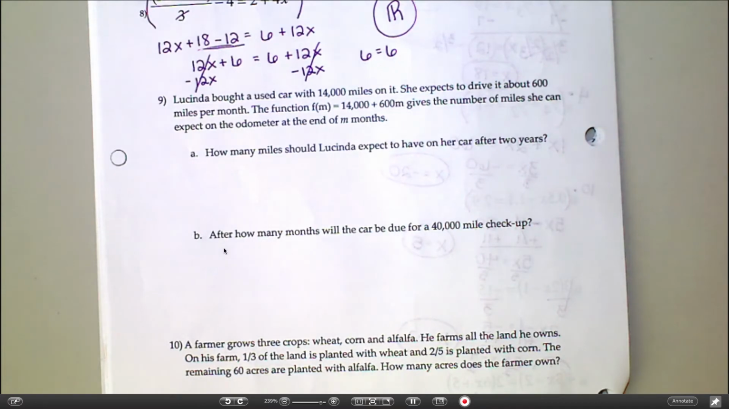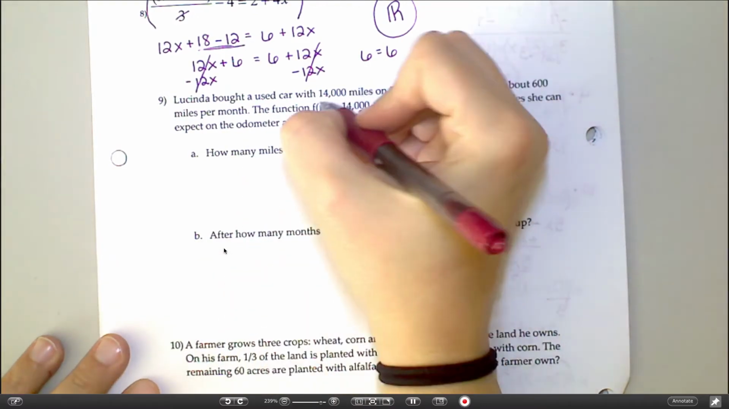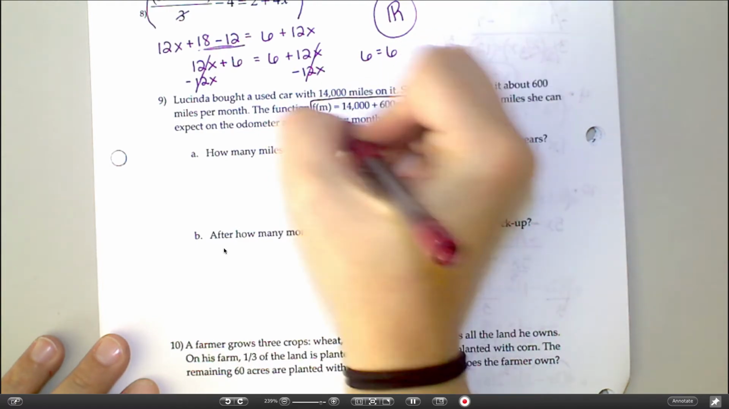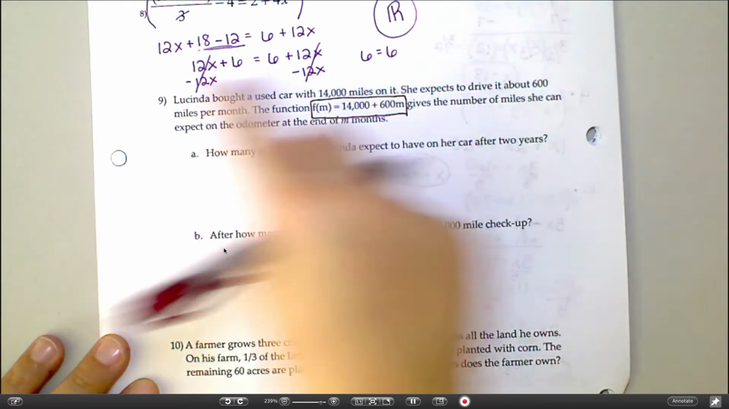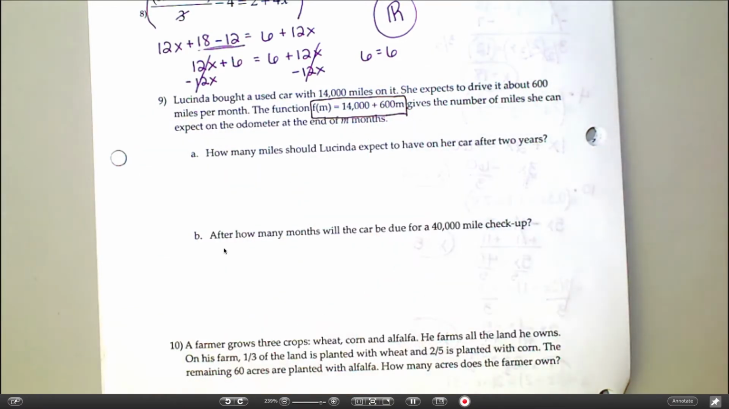Lucinda bought a used car with 14,000 miles. She expects to drive about 600 miles per month. And then right here, the function f of m equals 14,000 plus 600m. All that is taking all of that information that they've already given you, and they write the equation for you. They're handing you the equation on a silver platter, and now they're saying do something with it.